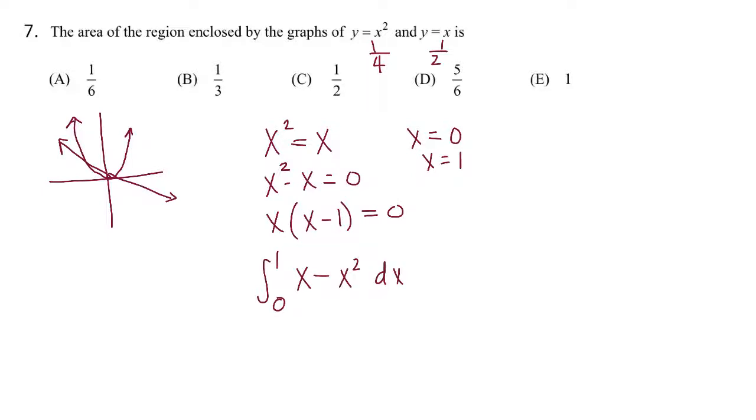All right, and now let's go ahead and integrate that. So we're going to have x squared over 2 minus x cubed over 3, evaluated from 0 to 1. And so that's going to give us 1/2 minus 1/3, which is going to be 1/6. So that's answer choice A.